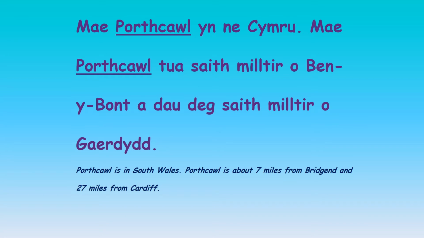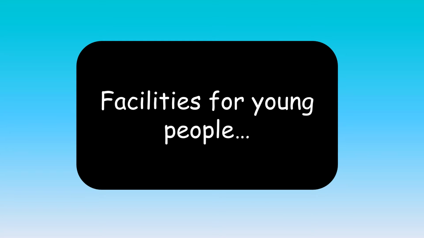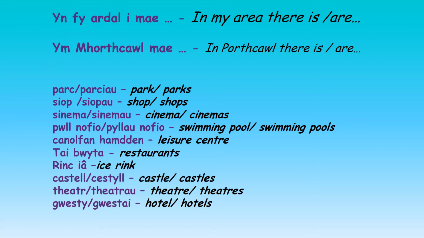For example, mae Porth Cawl yn Ne Cymru. Porthcawl is in South Wales. Mae Porth Cawl tua 7 milltir o Ben-y-bont a 27 milltir o Gaerdydd. Porthcawl is about 7 miles from Bridgend and 27 miles from Cardiff. Next, you need to include details of facilities for young people in your area. You now need to describe what is in your area for young people.